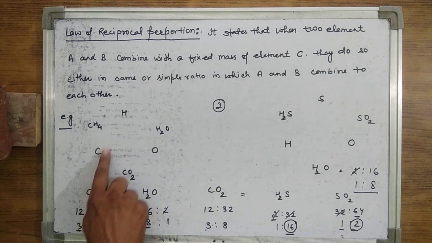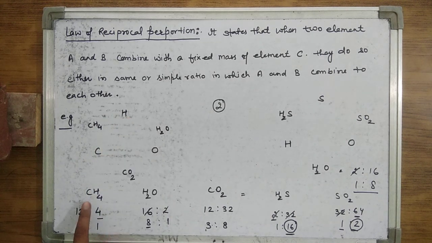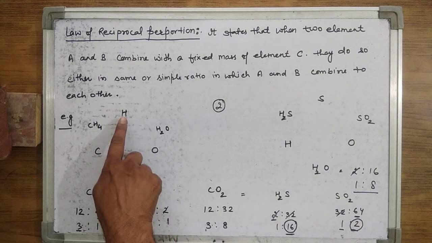Let's see the ratio of carbon and hydrogen. 12 mass of carbon reacts with 4 parts of hydrogen. Its ratio is 3:1. It means 3 parts of carbon combined with 1 part of hydrogen. Similarly, 2 parts of hydrogen react with 16 parts of oxygen. Its ratio is 1:8.